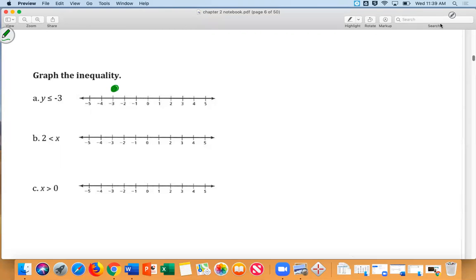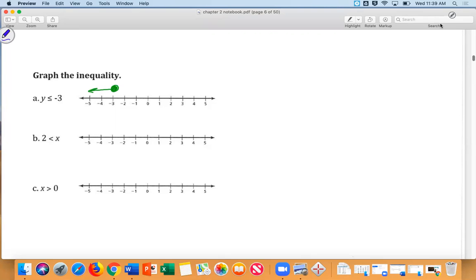Open or closed circle, Mike? We're doing A. Open or closed? Closed. So we're going to put a closed circle at -3. And Ava, am I shading to the right or to the left? I think I heard left. Very good, because we're not eating the variable.